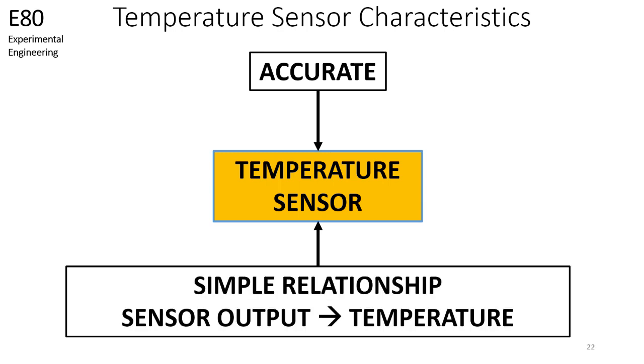Your temperature sensor will output a signal, such as a resistance or a voltage. Do you need a less accurate sensor with a simple relationship between sensor output and temperature?